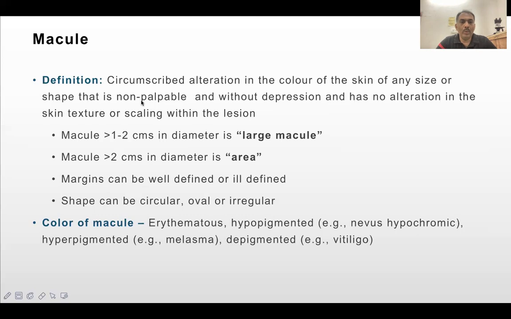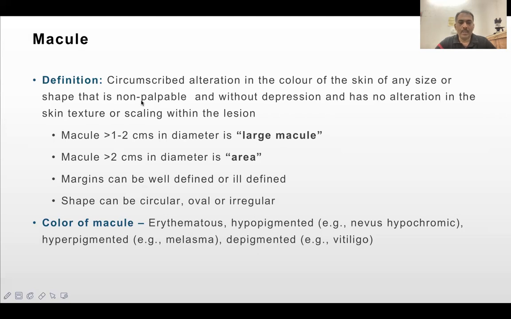A macule which is more than 1 to 2 centimeter in diameter is called a large macule. More than 2 centimeter in diameter is a patch. Earlier, any sort of macule used to be called a patch, but this terminology has been replaced now. The margins can be well defined or ill-defined, and it can be circular, oval, or of any irregular shape.